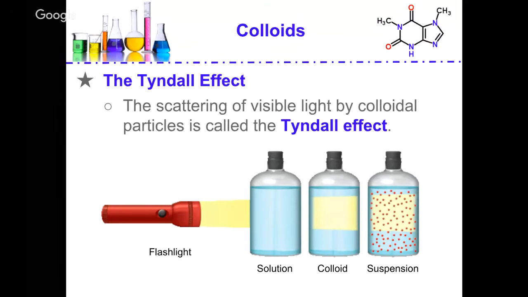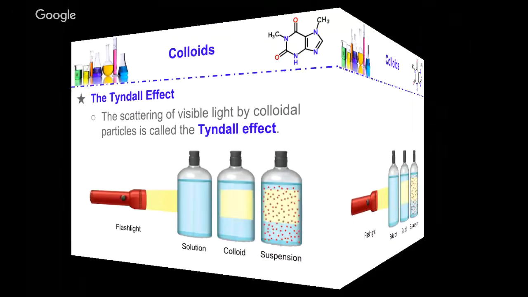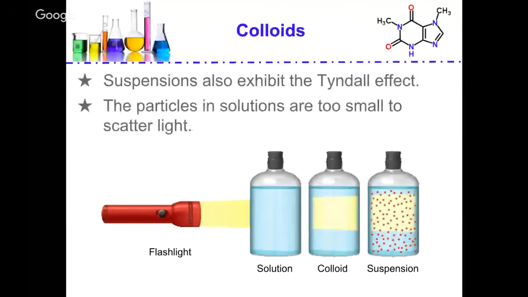And as you can see, you will not see the particles through a solution because they are so small. You will see them in a colloid and a suspension. The colloid particles are larger than those found in a solution, but smaller than those found in a suspension. Suspensions also exhibit the Tyndall effect. The particles in solution are too small to scatter the light, though.